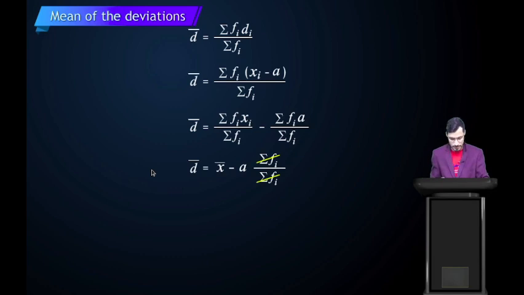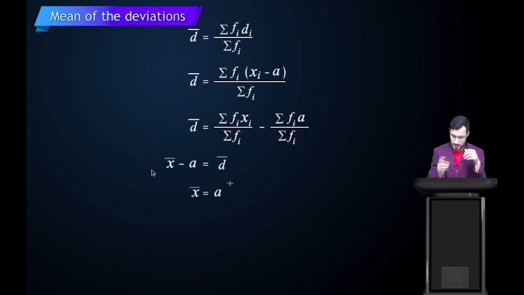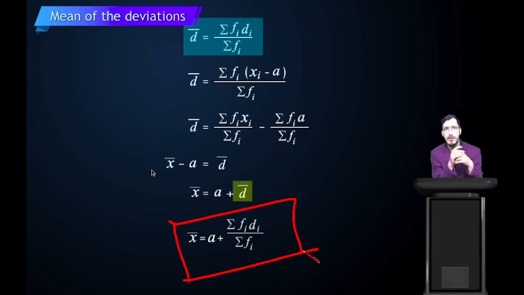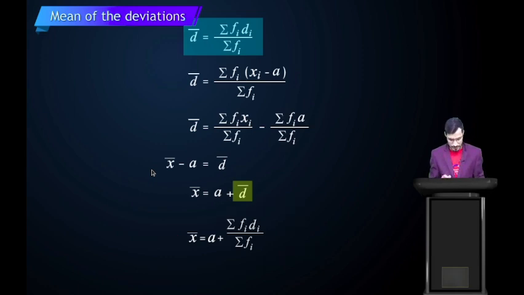So we get d bar is equal to x bar minus a, or we can write x bar is equal to a plus d bar. Okay, x bar is equal to a plus d bar here, where d bar is sigma f d by sigma f. So that is the basic formula for the assumed mean method. We can use this formula for finding the mean: x bar is equal to a plus sigma f d by sigma f.